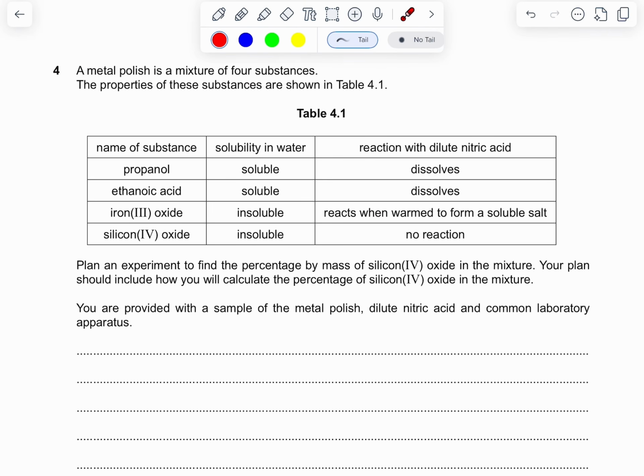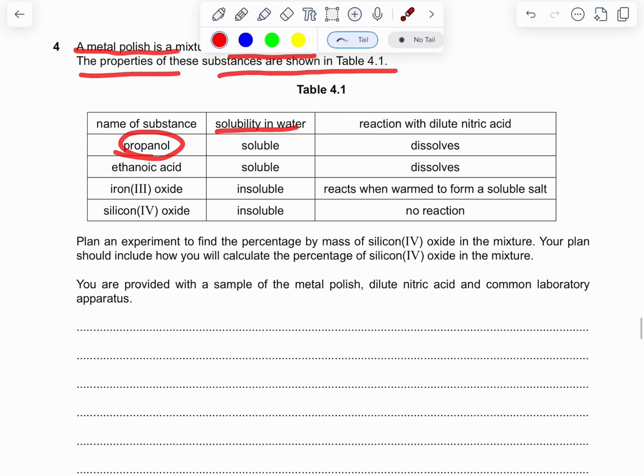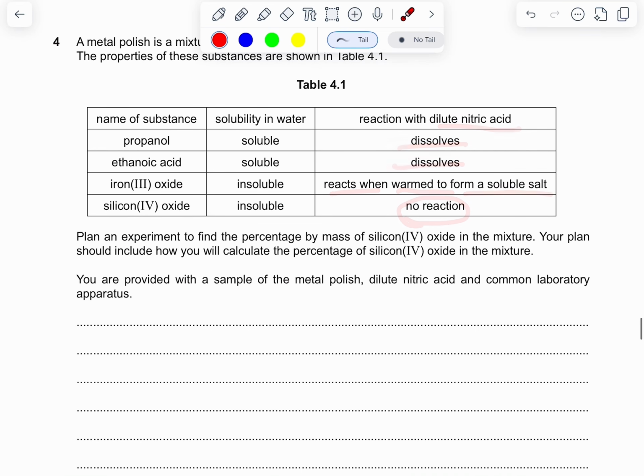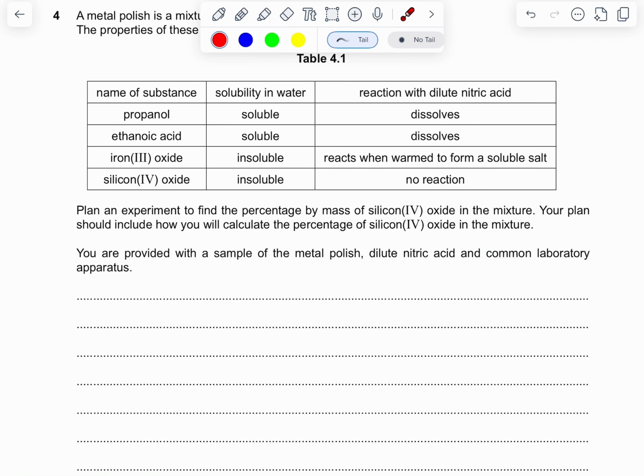Next question. A metal polish is a mixture of four substances. The properties of these substances are shown in table 4.1. Propanol is soluble in water. Ethanoic acid is also soluble. Iron(III) oxide is insoluble and it's a metal polish. Silicon(IV) oxide is also insoluble and used as a metal polish. With dilute nitric acid, one dissolves, one reacts when warm to form a soluble salt, and one has no reaction. Plan an experiment to find the percentage by mass of silicon(IV) oxide in the mixture. Your plan should include how you will calculate the percentage.